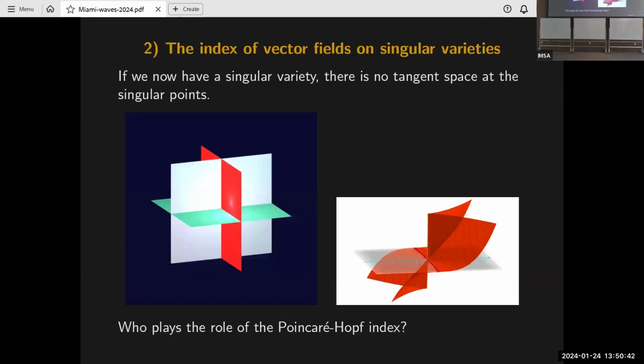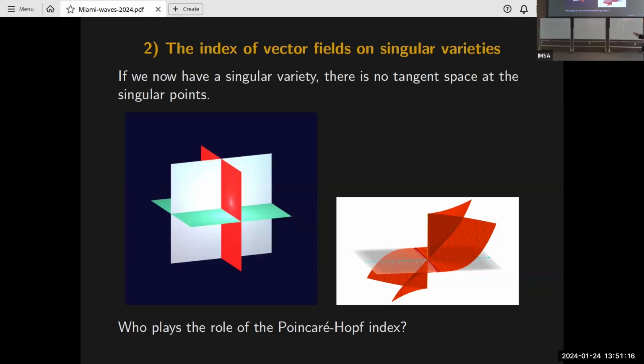Now we move to singular varieties. Here are a couple of examples in some drawings. And the singularities appear precisely where there is no tangent space. So if you want to speak about the index of a vector field, what sense does it make to speak about a tangent vector field when there is no tangent space? But let me not go into that.